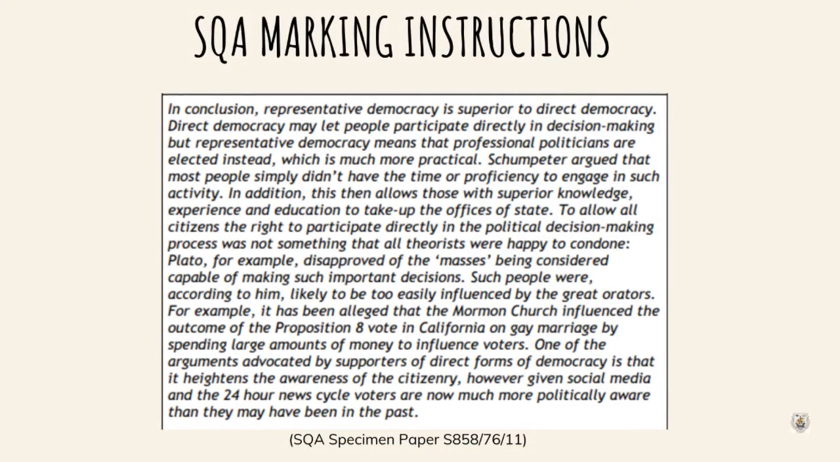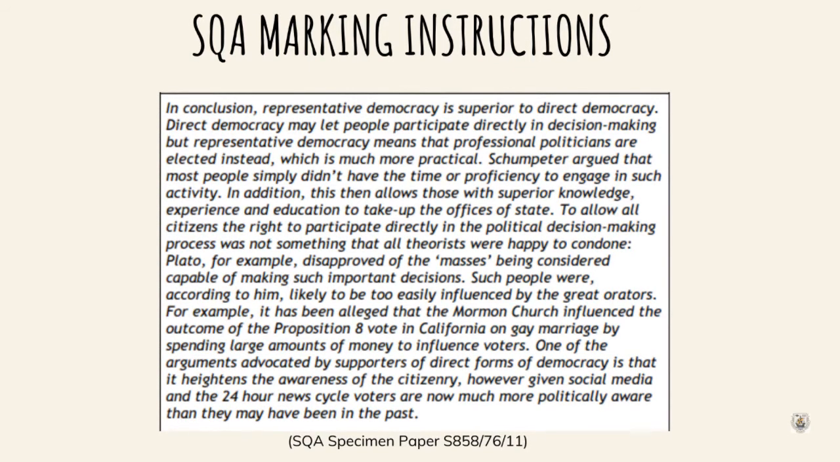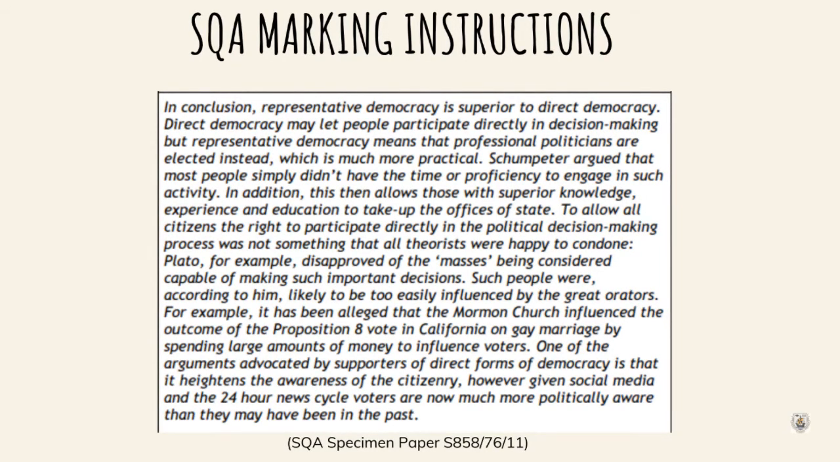The SQA state in their marking instructions for the specimen question shown earlier that the following would achieve all 4 conclusion marks. It says, in conclusion, representative democracy is superior to direct democracy. Direct democracy may let people participate directly in decision-making, but representative democracy means that professional politicians are elected instead, which is more practical. Schumpeter argued that most people simply didn't have the time or proficiency to engage in such activity. In addition, this then allows those with superior knowledge, experience, and education to take up the offices of state.